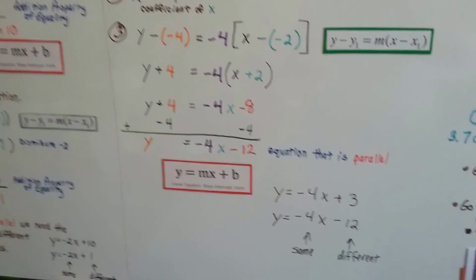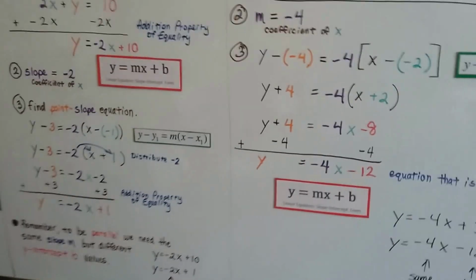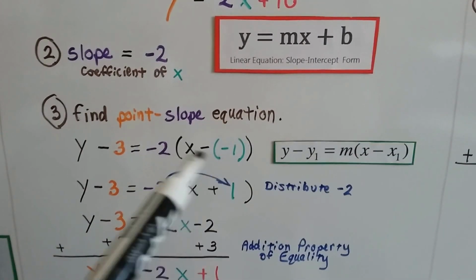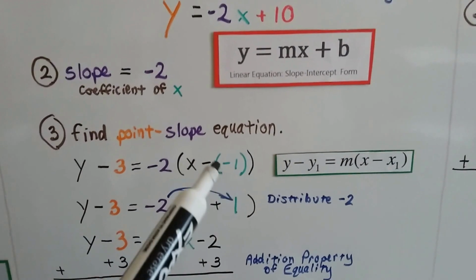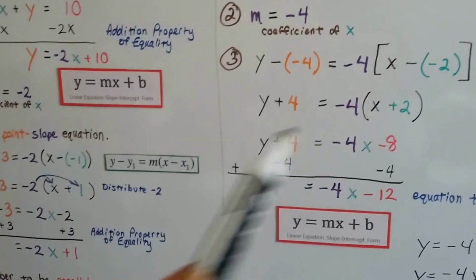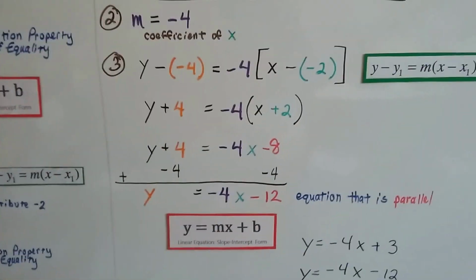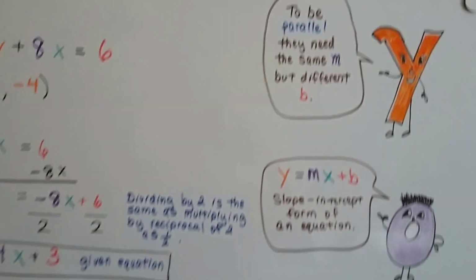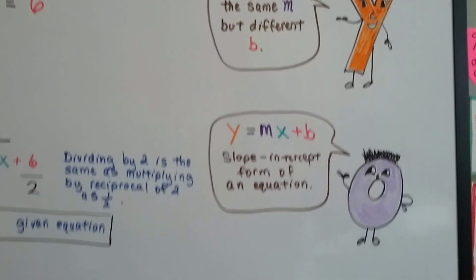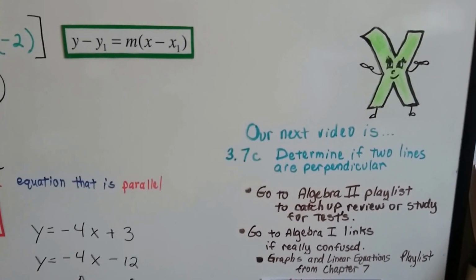Now, did you notice in this one I used brackets, and in this one I just used parentheses twice? It doesn't matter which you use. Both are acceptable. But a lot of people like to use brackets when they're doing this because it's easier on the eyes. But if you're okay with using double parentheses like this, then that's okay. It's acceptable. Okay, just remember, to be parallel, they need to have the same slope m, but different y-intercept b.